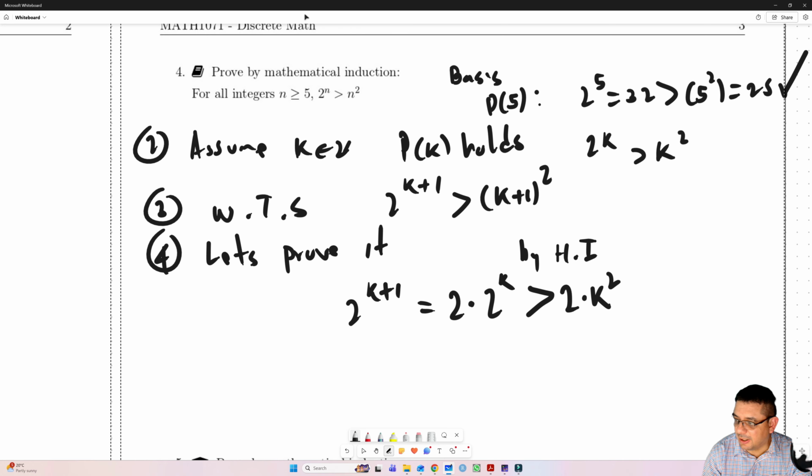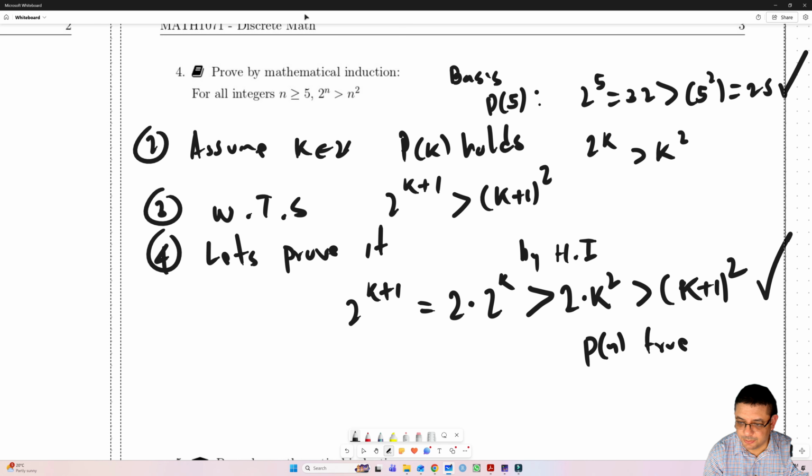But now, 2k squared is actually going to be bigger than (k plus 1) squared. And so this will prove what we want. And then P(n) is going to be true for all n bigger than 5. This is by principle of mathematical induction. Oh, wait, but why is this true? We didn't prove this part, right? So let's actually check it out.